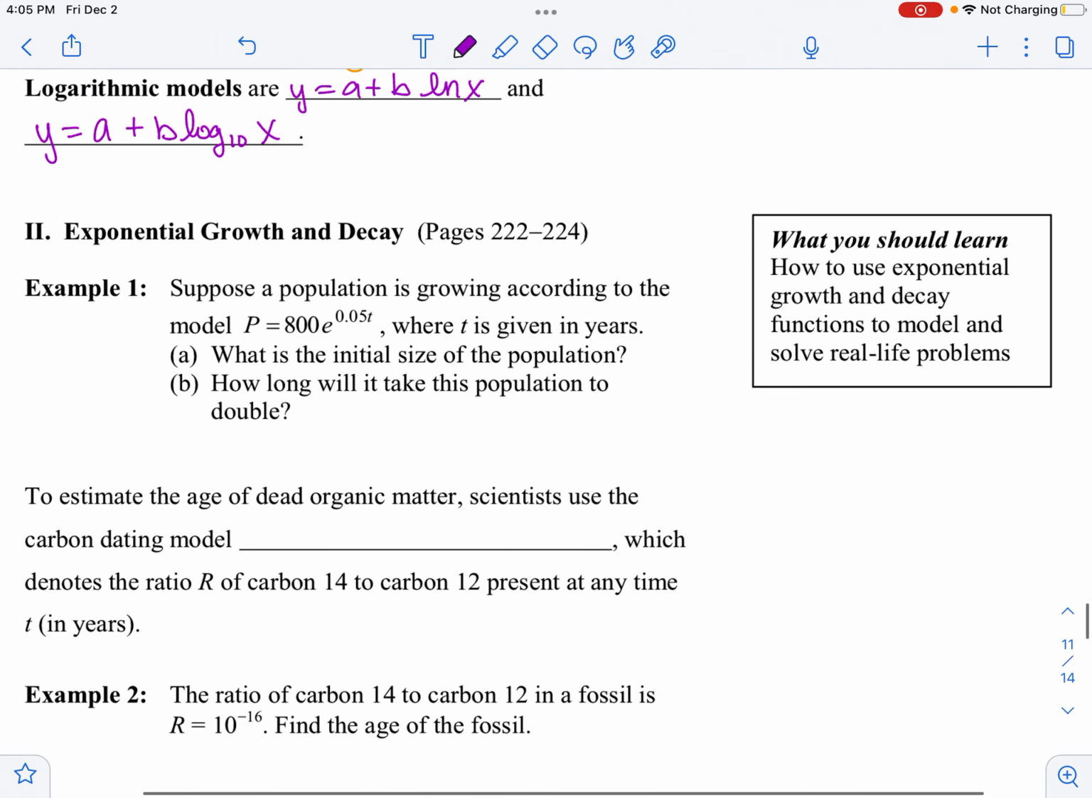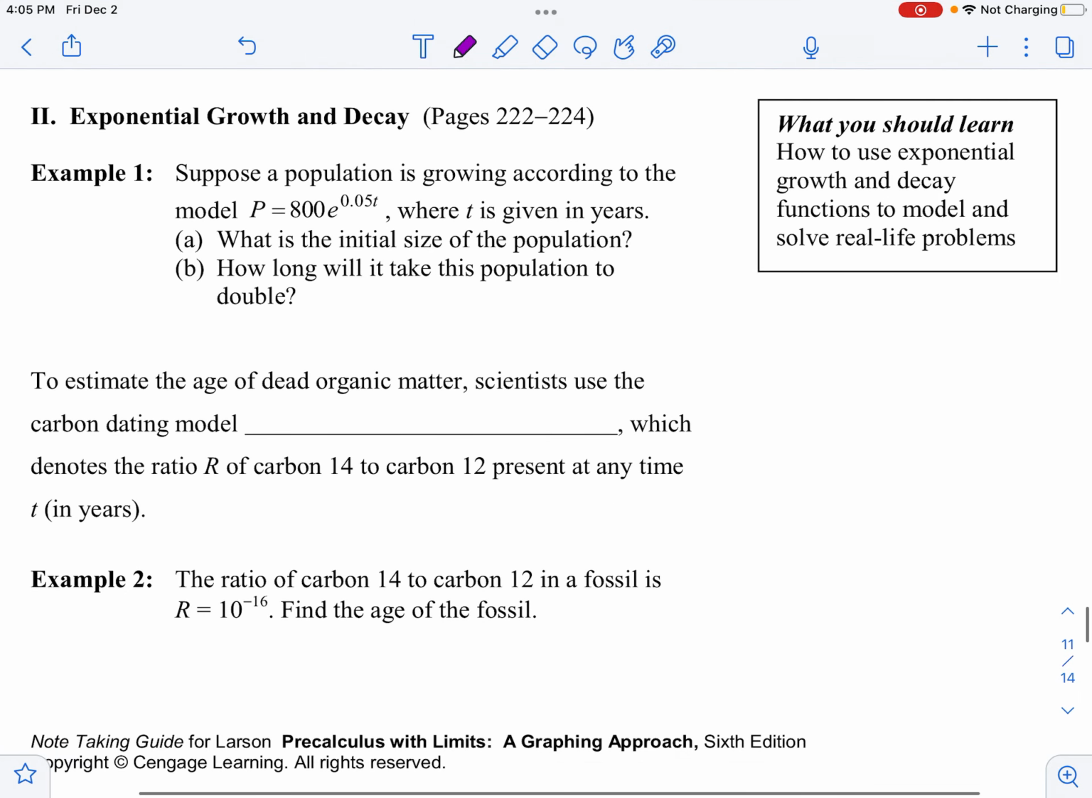So let's talk about exponential growth and decay. Suppose a population grows according to the model P equals 800 times e to the 0.05t, where t is given in years. Remember that 0.05 would be the rate. What's the initial size of the population? Remember, the initial size is that initial value that comes before the e, so that's 800.